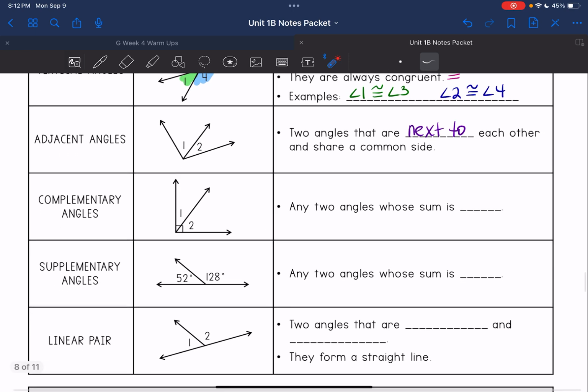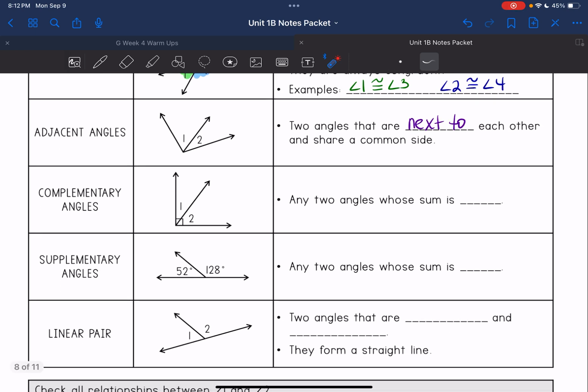Complementary angles. So this is where we have to start remembering some numbers. So looking at that picture, and then you see that little square, that means that it's a right angle. So complementary angles are any two angles whose sum is equal to 90 degrees. Remember, sum means add. So if I were to add the measurements of those two angles, it would equal 90. That's what makes them complementary. So I'm even going to write that here. The measure of angle 1 plus the measure of angle 2 is equal to 90 degrees.